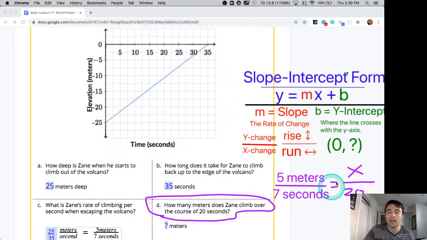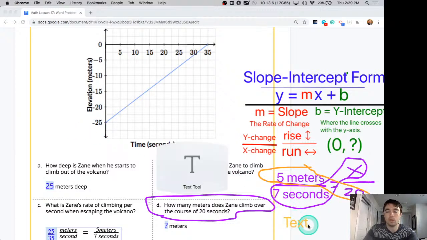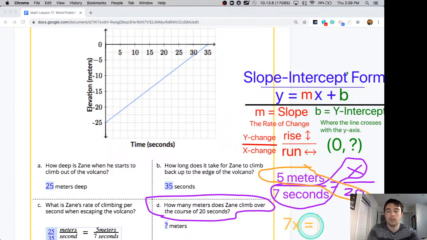So I'm going to go ahead and cross multiply. The X is going to get multiplied with the 7, and the 5 is going to get multiplied with the 20. And that's going to give me a new equation that says 7x is equal to 5 times 20. Let's set up a new equation there. And 5 times 20 I know actually makes 100.